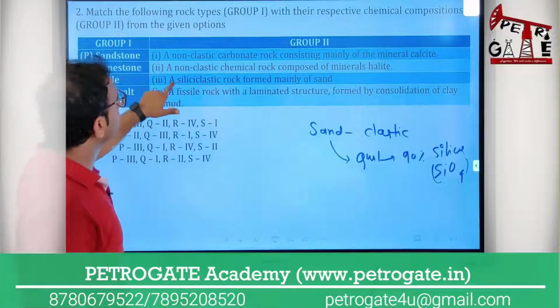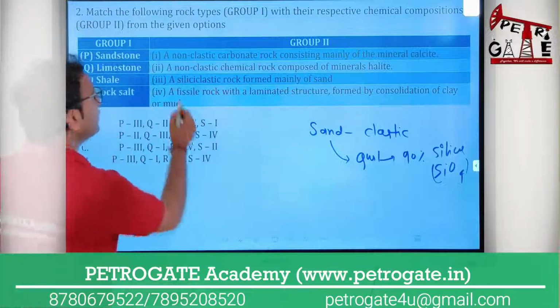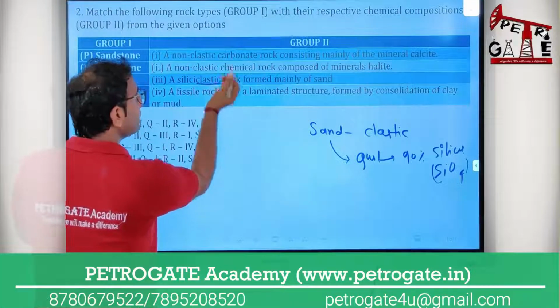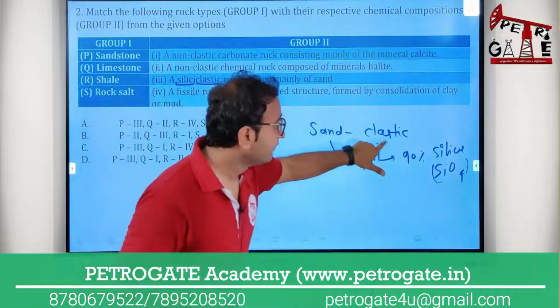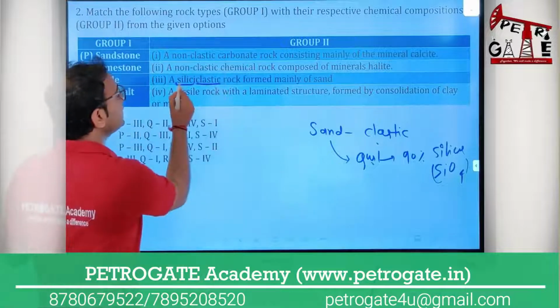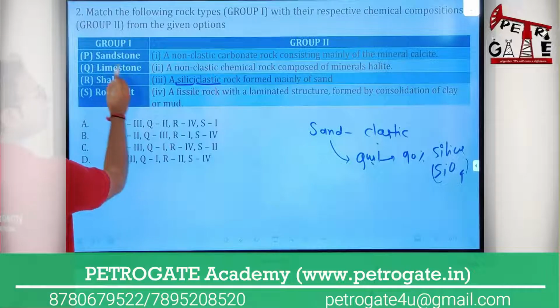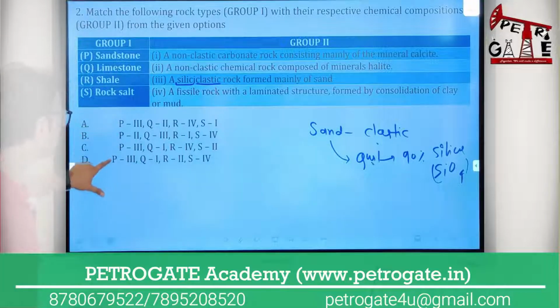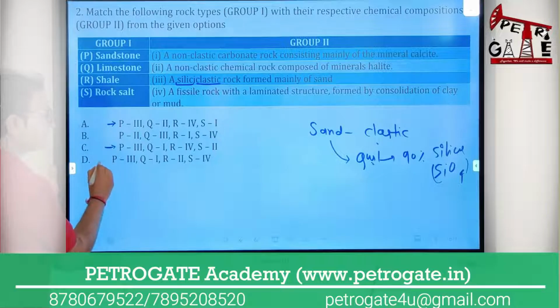P will match to the siliclastic rock formed mainly of sand. It means a clastic rock which is made of silica. It's a clastic rock made of quartz, and quartz is made of 90% silica. So it is a siliclastic rock mainly of sand. So P goes to third. This is the right option.